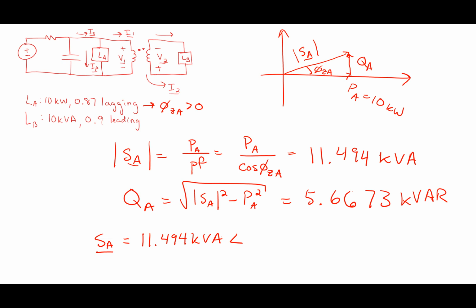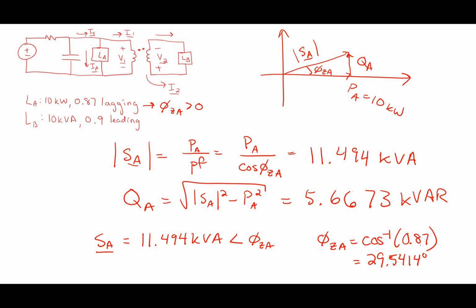Phi Z, and how do I get phi Z? I could do arctan of imaginary over real, right? But in this case, if I know the power factor is 0.87, I'll say it's inverse cosine of 0.87. And what do I get? I get that it's equal to 29.5414 degrees. Why positive? Why didn't I add the minus sign in this case?